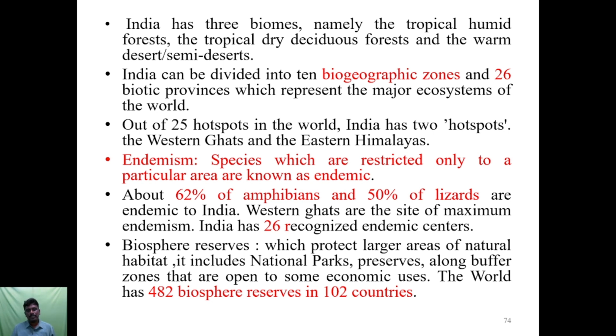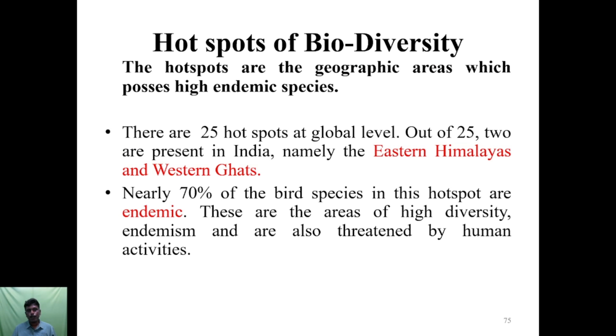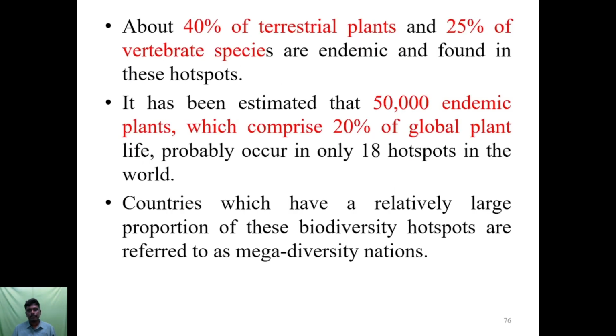Then biosphere reserves which protect larger areas of natural habitat. It includes national parks, preserves along with buffer zones that are open to some economic uses. The world has 482 biosphere reserves in 1 or 2 countries. About 40% of terrestrial plants and 25% of vertebrate species are endemic and found in the hotspots such as Western Ghats and Himalayan ranges.